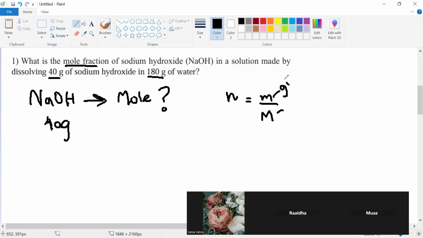Can you calculate the molar mass? Yes, you can get it, because you know sodium is 23, right? And by the way, let's go back to the textbook and see if they have given it to you.